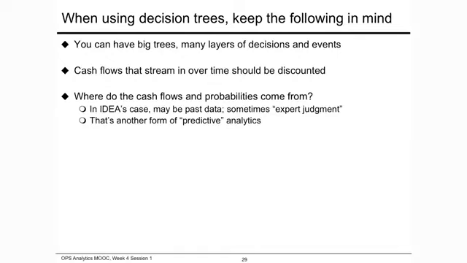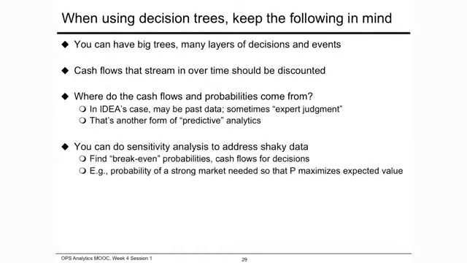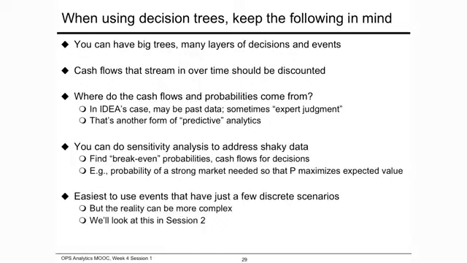You can even do sensitivity analysis to address shaky data. For example, we might be interested in knowing at which probability we become indifferent between contracting with supplier S and supplier P. Rather than saying what the probability is, we find out what the break-even probability is. Finally, it's easiest to use events that have just a few discrete scenarios. That's what we did this time. There are only 2 scenarios, a weak market and a strong market. But again, the reality can be more complex, and that's what we're going to look at in session 2 this week.